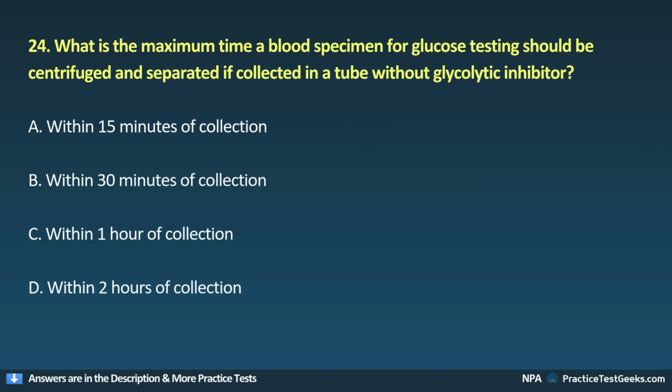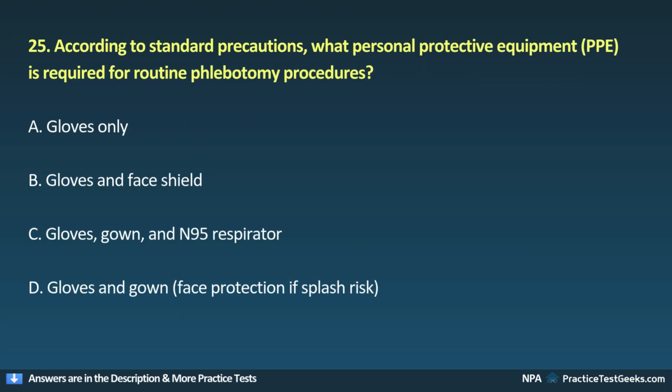24. What is the maximum time a blood specimen for glucose testing should be centrifuged and separated if collected in a tube without glycolytic inhibitor? A. Within 15 minutes of collection. B. Within 30 minutes of collection. C. Within 1 hour of collection. D. Within 2 hours of collection.